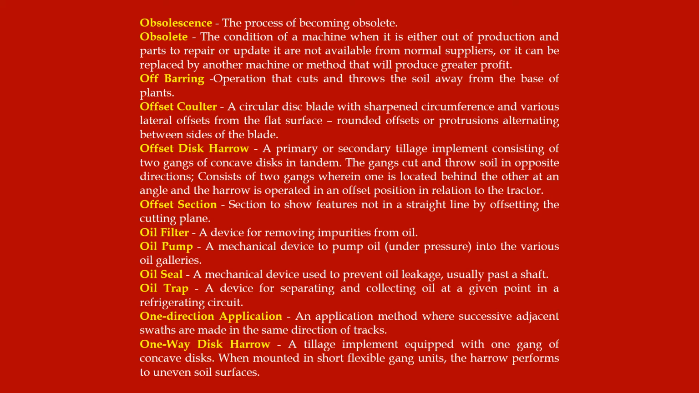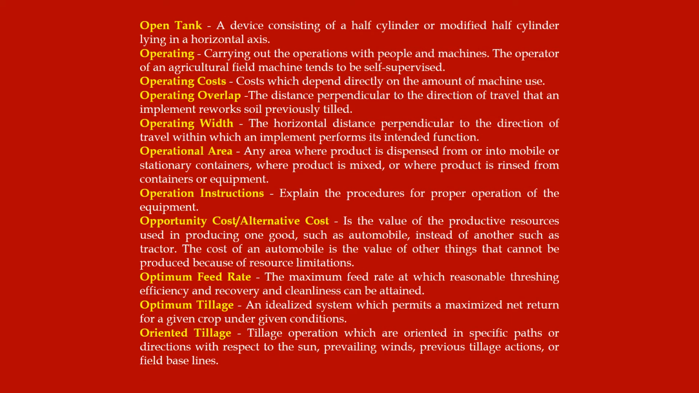One direction application. An application method where successive adjacent swaths are made in the same direction of tracks. One-way disc harrow. A tillage implement equipped with one gang of concave discs. When mounted in short flexible gang units, the harrow conforms to uneven soil surfaces. Open tank. A device consisting of a half-cylinder or modified half-cylinder lying in a horizontal axis.